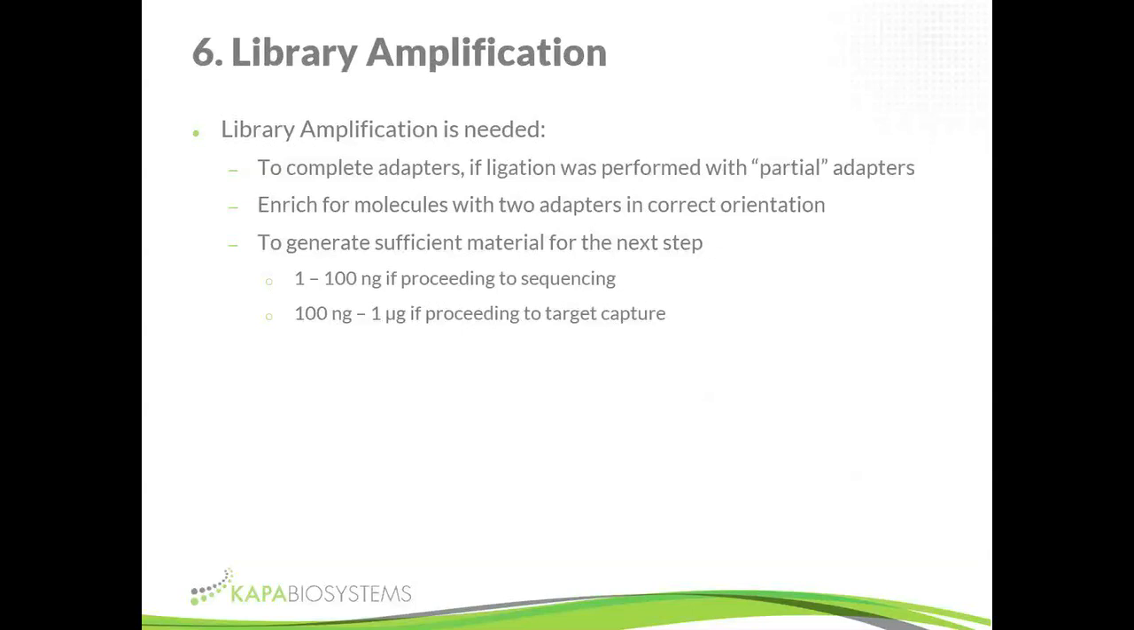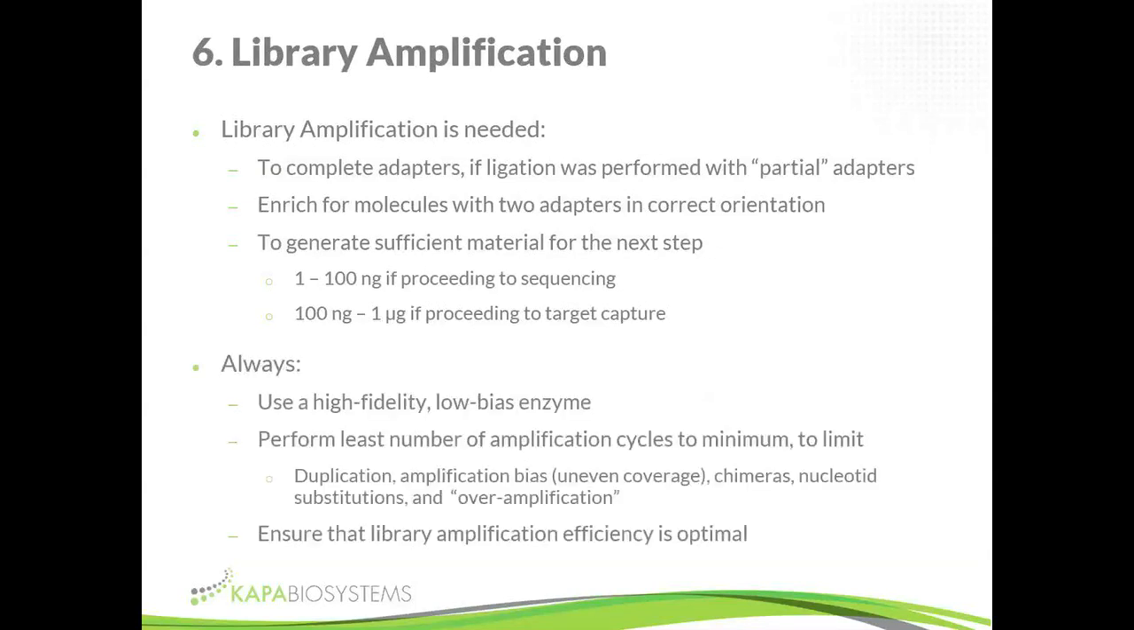So whenever you do library amplification, if you have to do it for any of these reasons, always use a high fidelity enzyme. Again, remember we're sequencing individual fragments, not populations of fragments. And low bias is very, very important. Always do as little library amplification as possible.